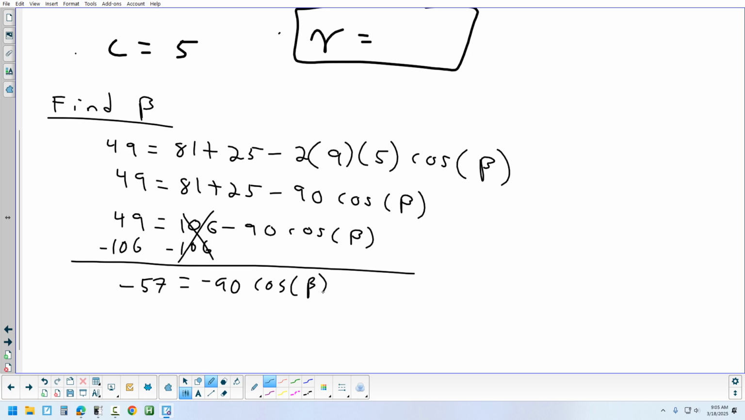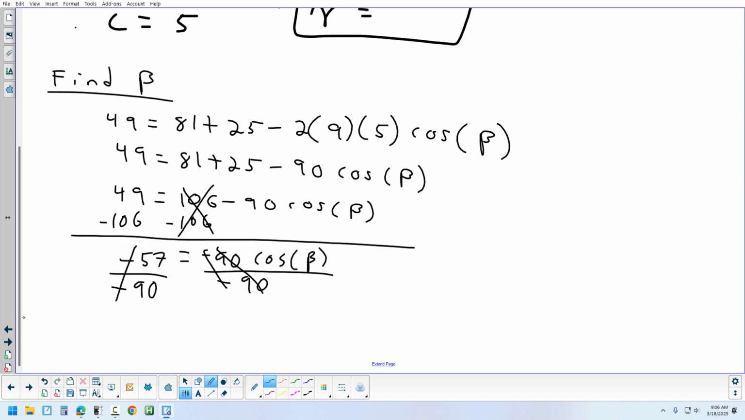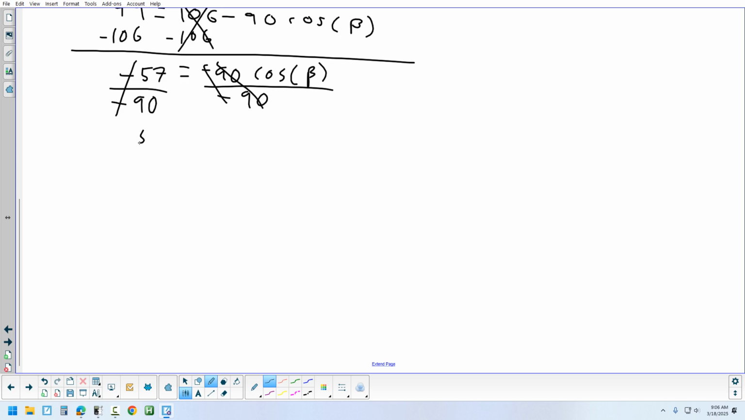What's my second to last step to get cosine beta by itself? Divide both sides by -90. Yep. Divide both sides by negative 90. That's going to cancel out your negatives and your 90. As far as 57 divided by 90, don't do that out, because it's not going to be a nice number. Okay? So we're going to leave it as 57 over 90 equals cosine beta.